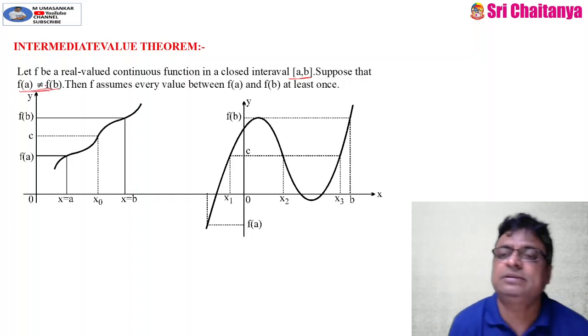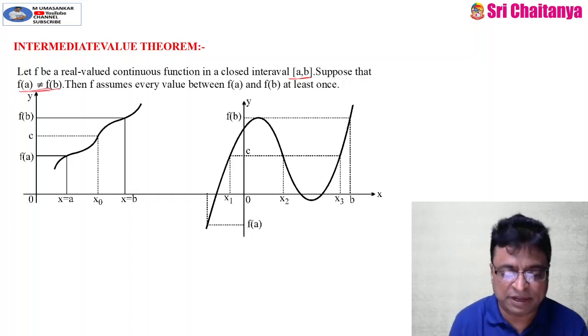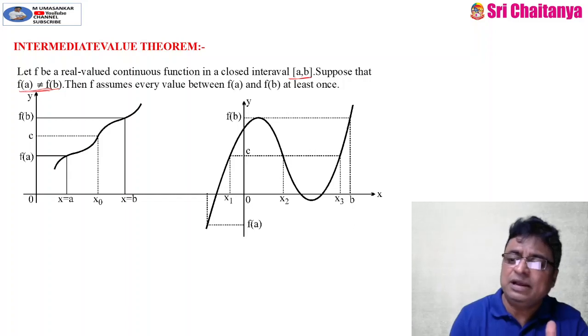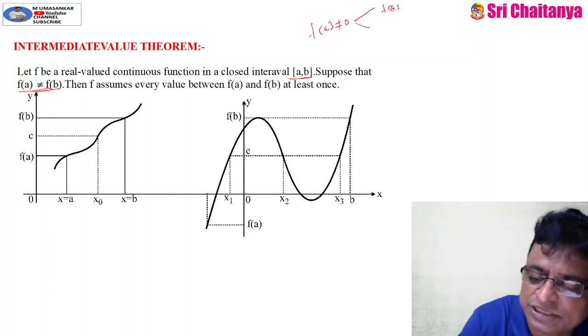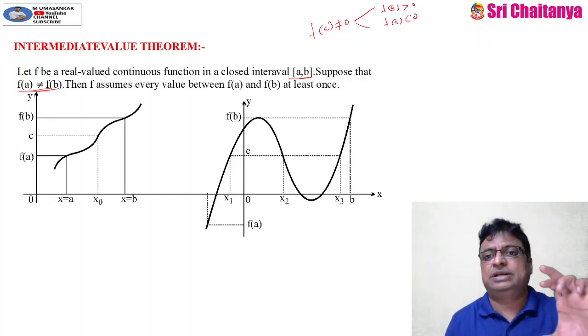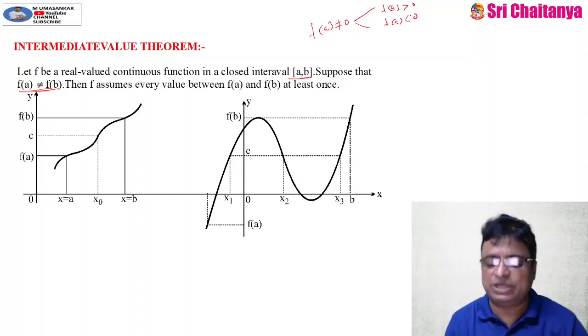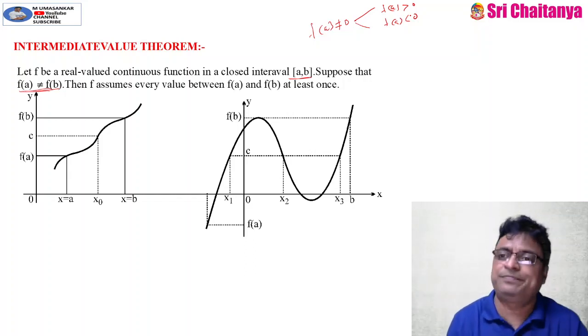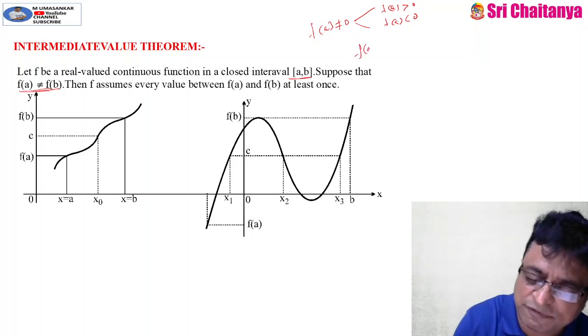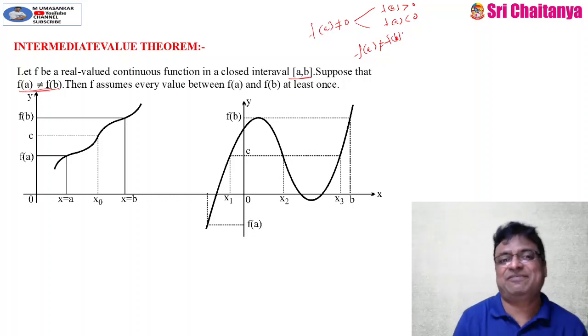So if f is a continuous function defined in a closed interval [a, b] and f of a is not equal to f of b, what does it mean? It means f of a is greater than f of b or f of a is less than f of b. Similarly, f of a not equal to 0 means two cases: f of a greater than 0 or f of a less than 0. That means at x equal to a, the functional value is above the x-axis or below the x-axis. Greater than 0 means above, less than 0 means below.